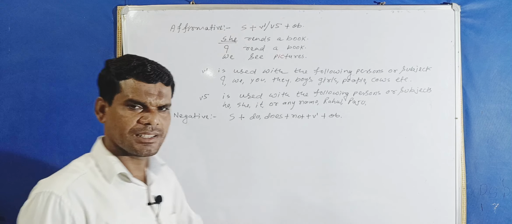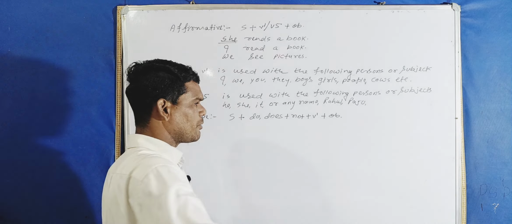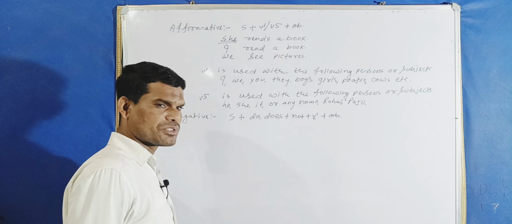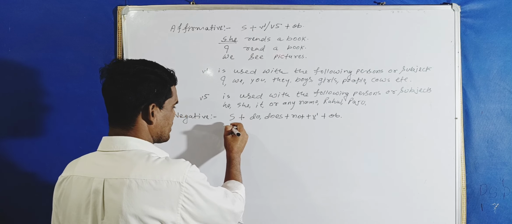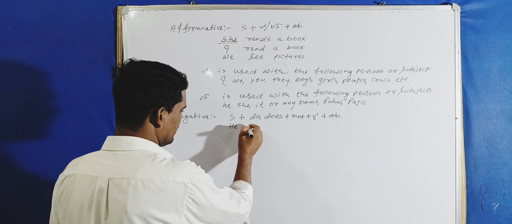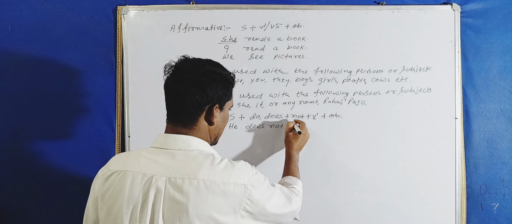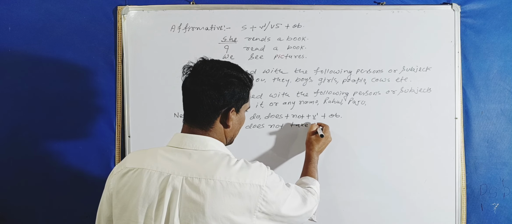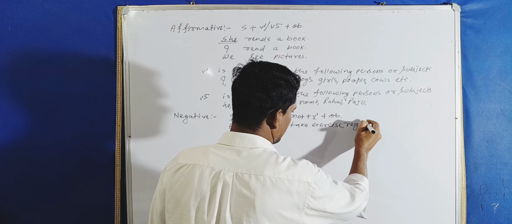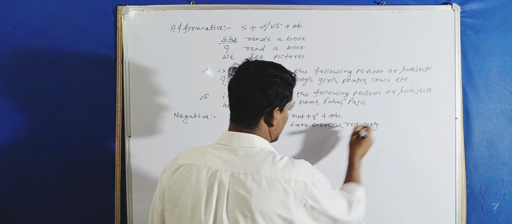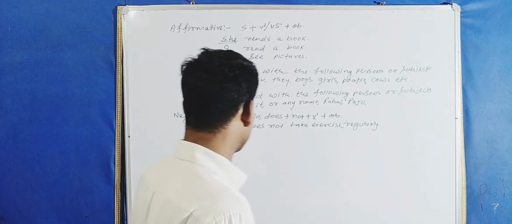Here do and does themselves are verb 1 and verb 5. So we must not repeat verb 5 once again after using do and does. Now we understand with the help of an example: he doesn't, or does not, take exercise regularly. Here the subject is third person singular number, he takes, so does.